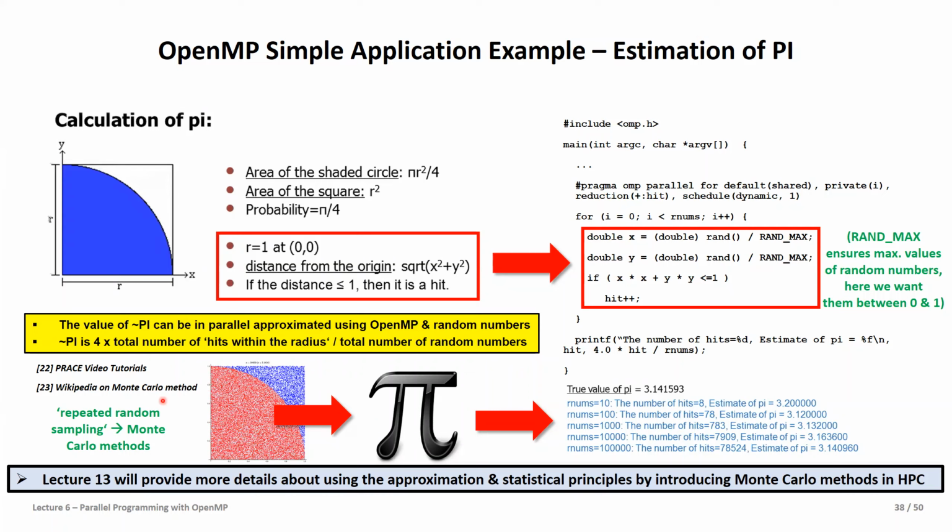And something I said was random sampling, so we need random numbers for it. How we use the random numbers is that when we specify the radius to be 1 here, we want random numbers between 0 and 1, so that we always hit this box with our dart, our random samples.